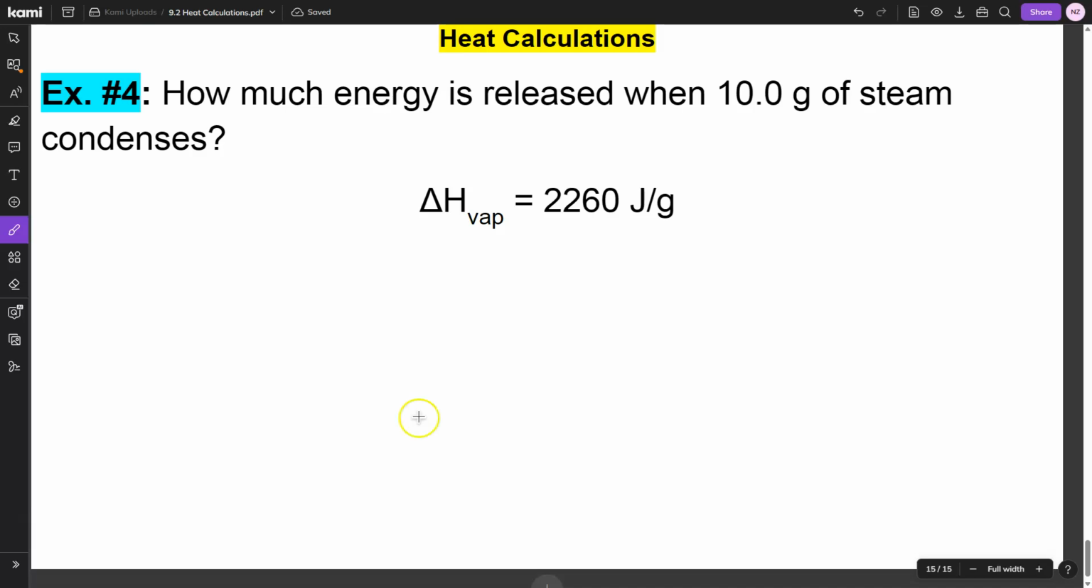All right, last example. How much energy is released when 100 grams of steam condenses? All right, so here, Q equals, we're going to start with the mass, just like when we did our heat of fusion. We have 10 grams. Okay, vaporization, here we are releasing energy. So this is going to be negative 2260 joules over grams.